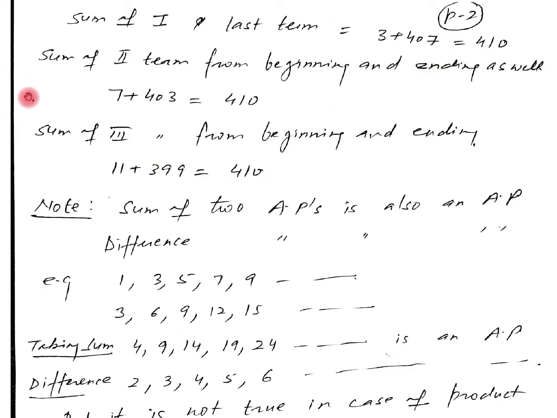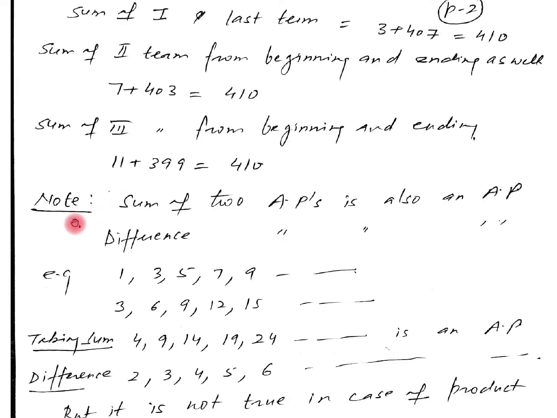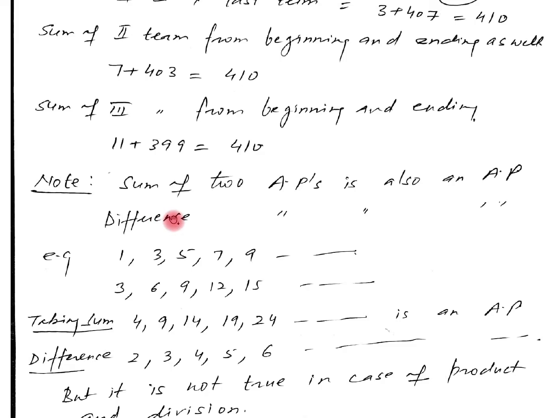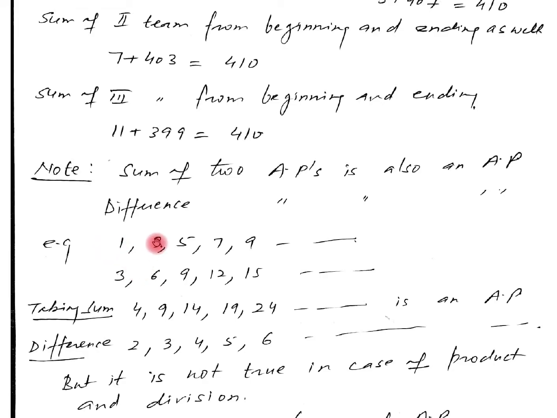The sum of the terms equidistant from the beginning and the ending is always equal. Now here one more thing. The sum of two APs is also an AP. The difference of two APs is again an AP. For example, we are given these two APs: 1, 3, 5, 7, and another AP is 3, 6, 9, 12, 15.